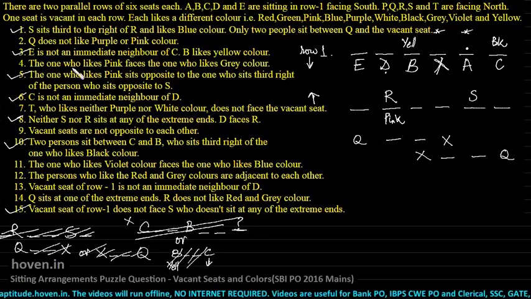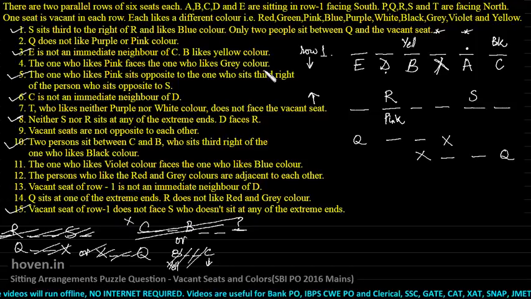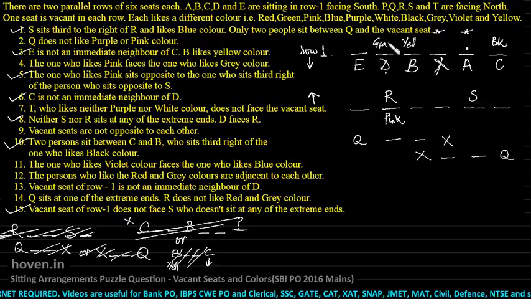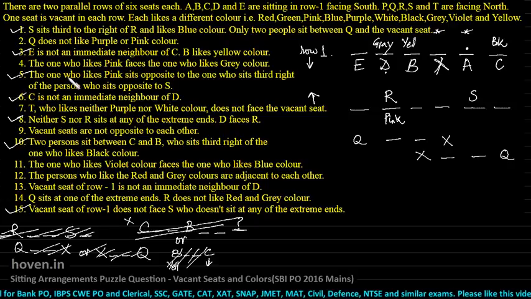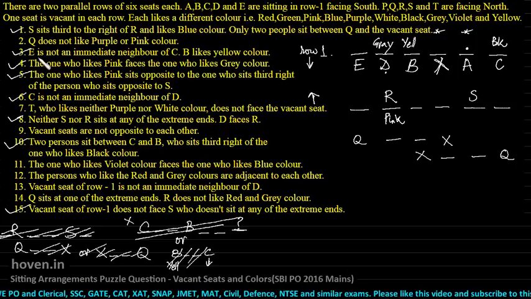Now he says the one who likes pink faces the one who likes gray color. So this is pink and this D must obviously like gray color because they are said to be opposite to each other. So I was here, the one who likes pink faces the one who likes gray color. This is also consumed. Now 7th, T who likes neither purple nor white doesn't face the vacant seat.